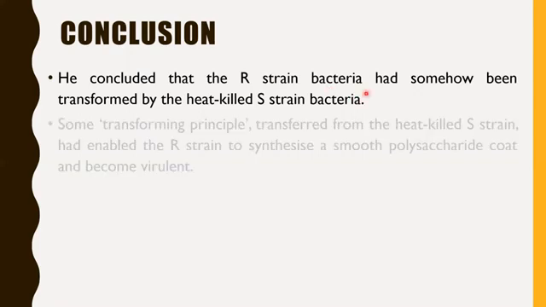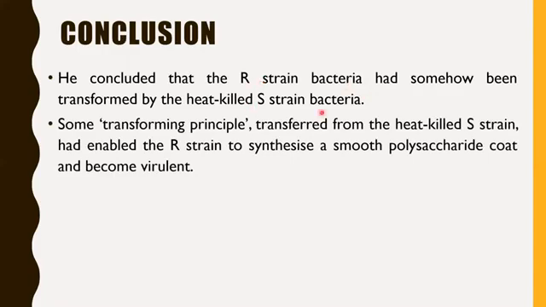So some factors found in these heat-killed S strain bacterial cells are responsible for the conversion of R strain cells into S strain cells. So some transforming principle transferred from heat-killed S strains had enabled the R strains to synthesize a smooth polysaccharide coat and become virulent. So this was the conclusion given by Griffith.